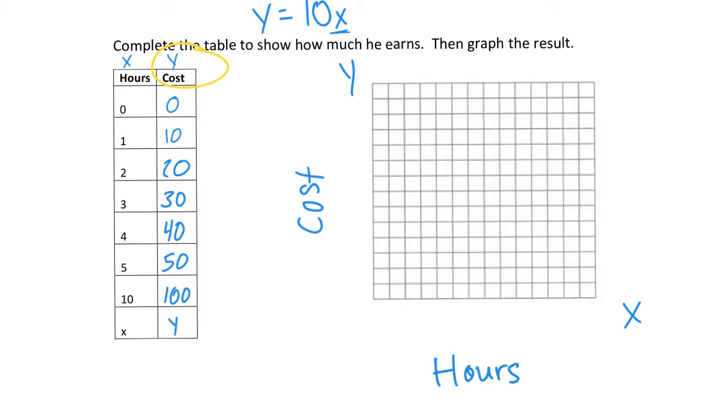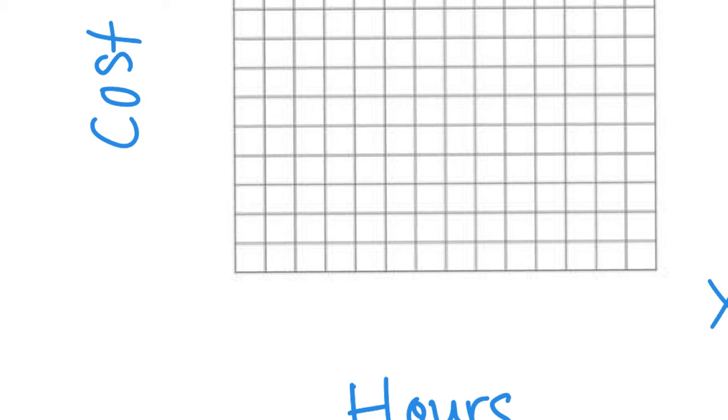Now, I want to put numbers in here, so I need to think, okay, hours is really moving by what? Ones. So let's go ahead and label that by ones. And I'm going to start with 0 and do 1 to 10. So we're going to move by tens. I'm just going to go to 100.